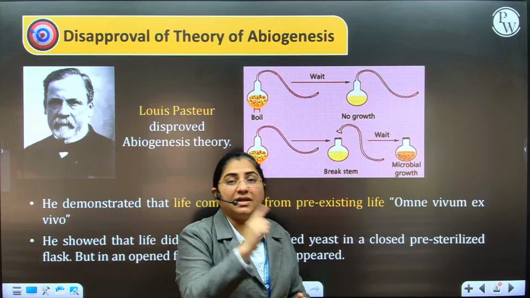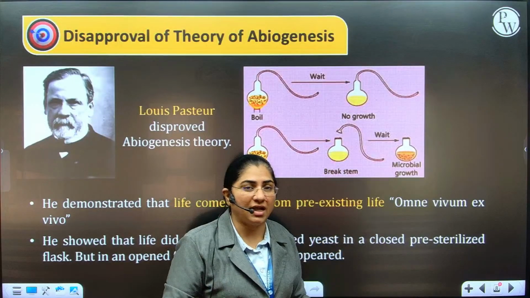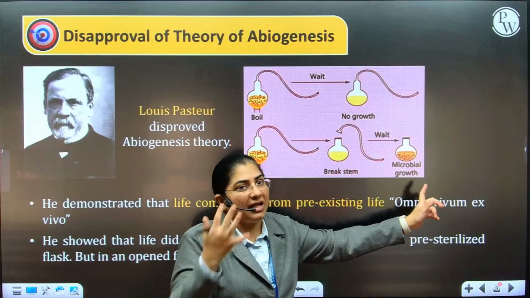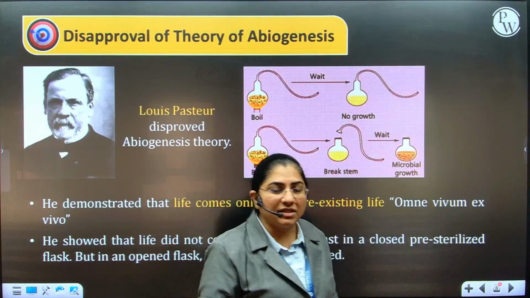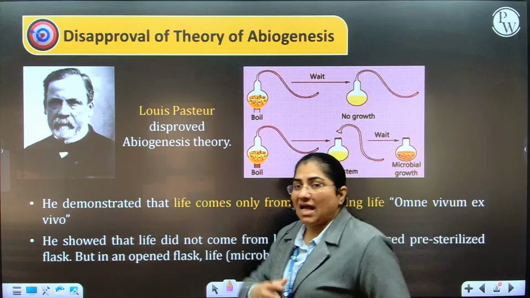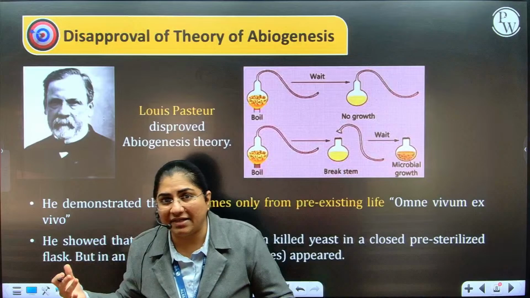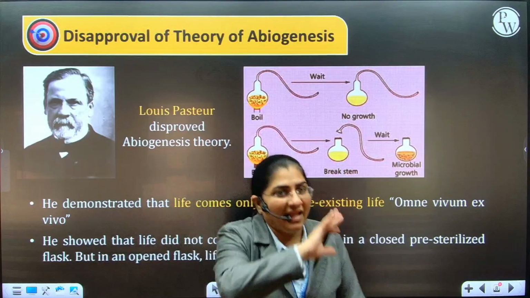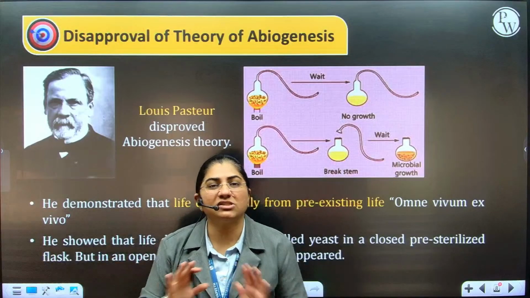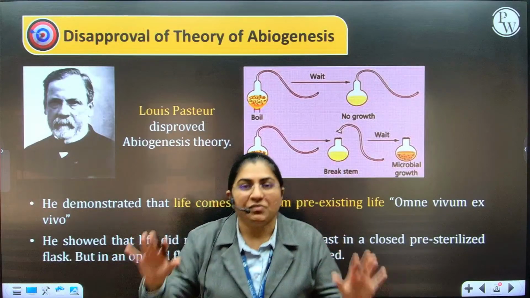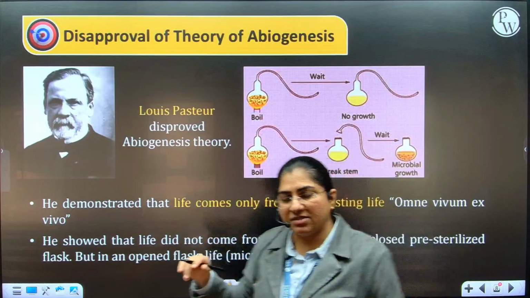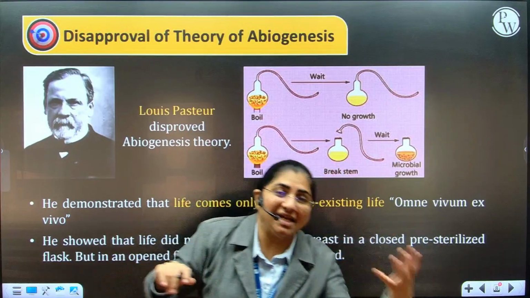It indicated that the atmosphere had a lot of microorganisms which entered the yeast infusion, which grew there, and thereby their population increased, and that led to the formation of new life, indicating that life does not come from anything that is dead and decaying. So once and for all, the abiogenesis theory with respect to life coming from dead and decaying matter was completely negated. However, when Louis Pasteur explained this, he said that life comes from pre-existing life.